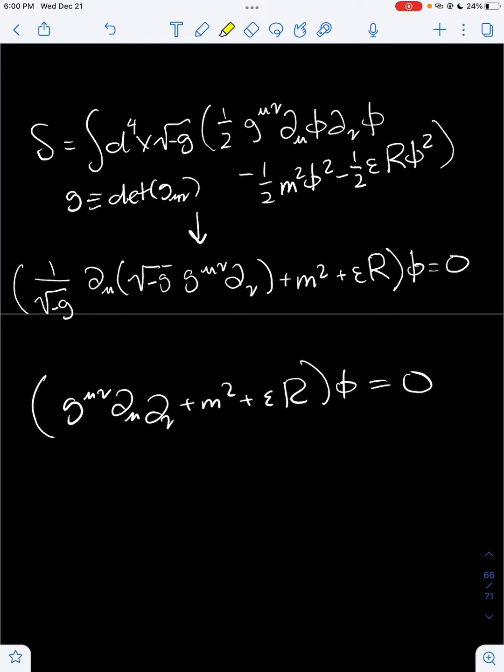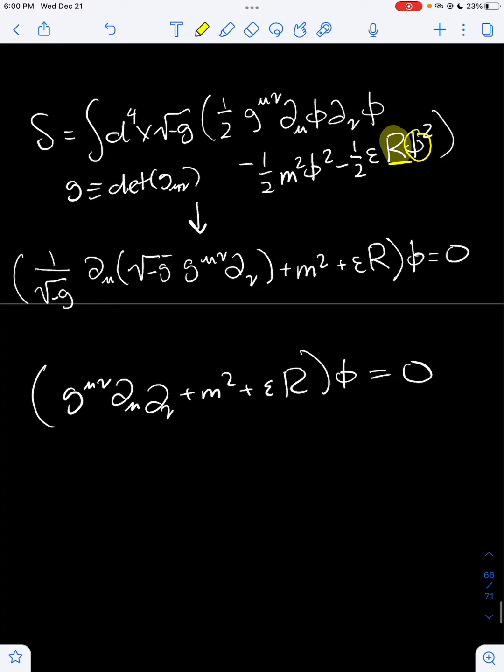We also see this R term over here. This R is what is called the Ricci scalar. The Ricci scalar tracks how objects change their volume along geodesics. The big important thing is that it's zero for a flat spacetime, and it's non-zero for a curved spacetime. And this term is going to couple our actual field to the Ricci scalar.